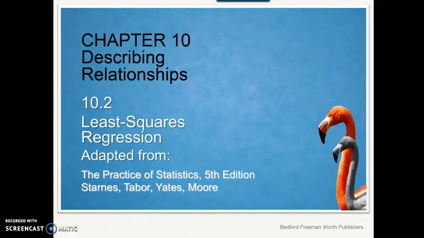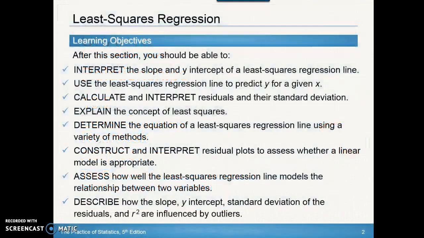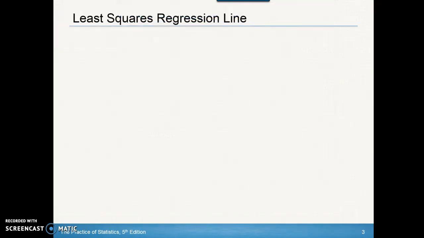Welcome to Module 10, Lesson 2, where we're going to start to discuss the least squares regression line. Take a minute and read over the objectives that you will be learning throughout this lesson. If you need to go ahead and pause it to read them, go ahead and do that.